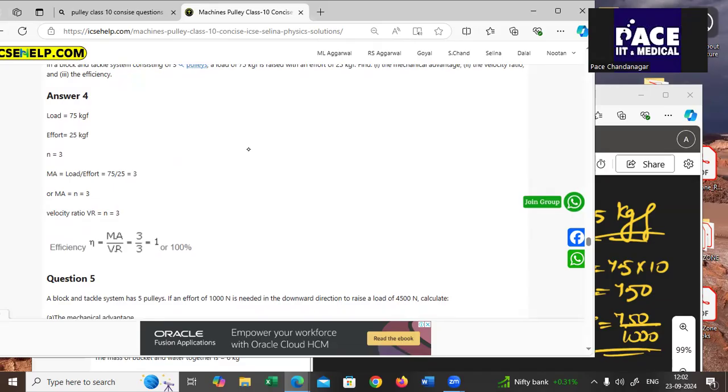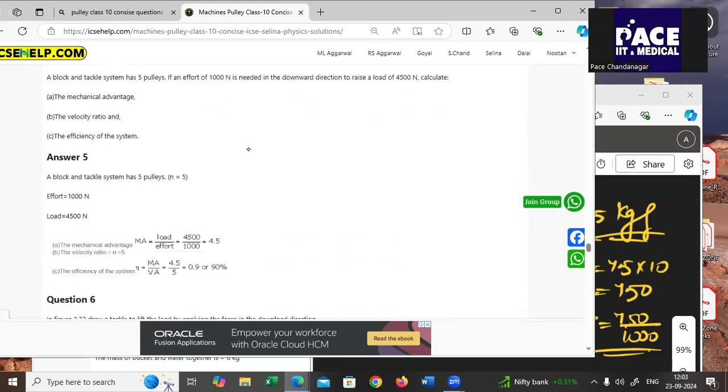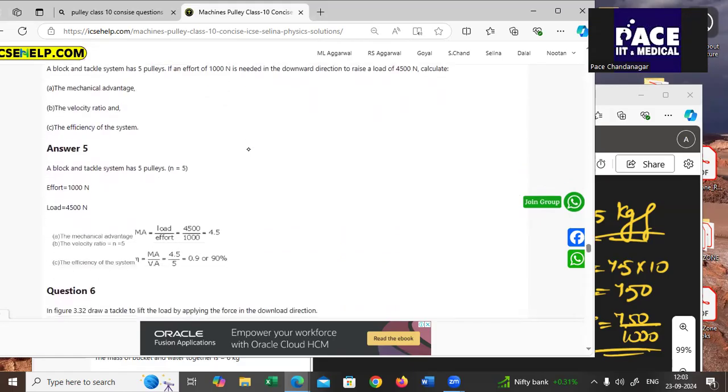If mechanical advantage is 2, number of pulleys used is 2 in the block and tackle system, right? If the mechanical advantage is n, the number of pulleys used is n here. So velocity ratio also is the same there, so efficiency will be 100% there. Right. Next, block and tackle system has 5 pulleys here. So 5 pulleys, n is equal to 5.